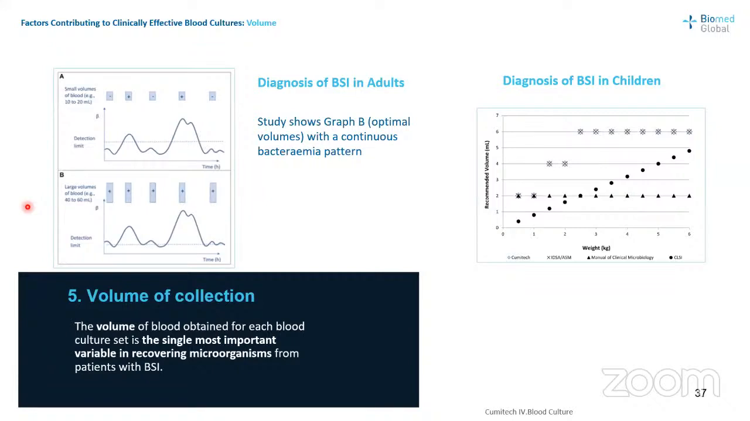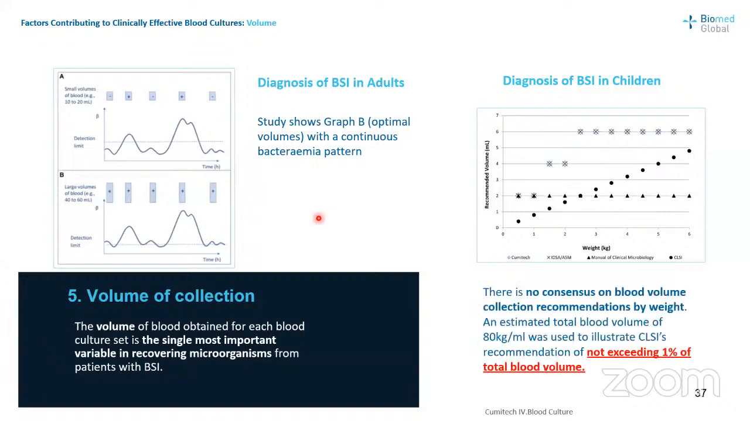Just to revise, for the adult bottles, the optimal volume is 8 to 10 mLs. For pediatrics, it's a bit different. We cannot give an exact number for each and every child because of the different body weights and so on. A rule that you can use as per CLSI is to not exceed 1% of their total blood volume. To recap, the pediatric bottle has a range of 0.5 to 5 mLs, with an optimal blood volume range of 1 to 3 mLs.